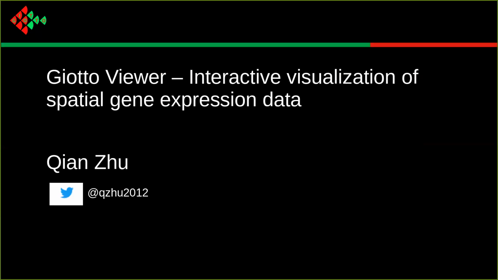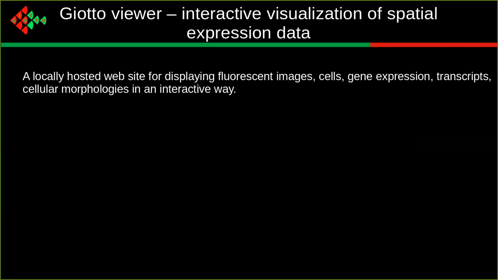So my name's Chen, and for my section, I'm going to talk about the interactive component. Specifically, we have built this application called Giotto Viewer that allows people to interact with the spatial genomics data. So what essentially is a Giotto Viewer? It is a locally hosted website that incorporates not only the gene expression and cell annotation information, but also information coming from images such as fluorescent images and cellular morphology. It brings all these data together in a multi-layer viewer.